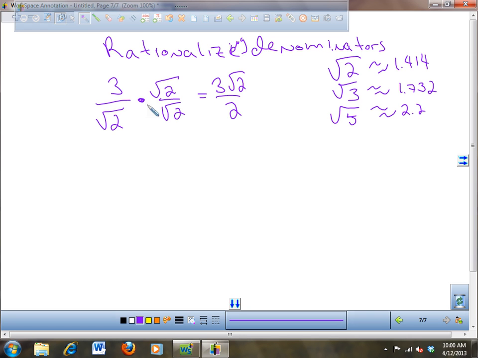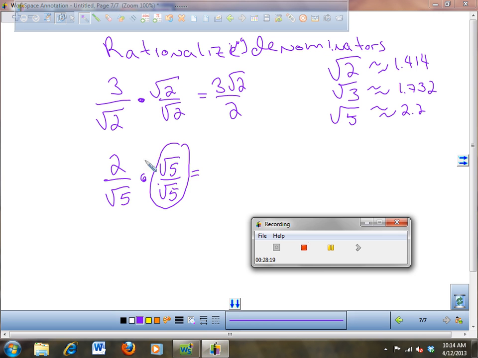So let's do another one. Let's see if you can do one. 2 over the root of 5. Rationalize the denominator. It's not hard. You try. This quantity here is 1. You can divide anything by itself, and that's 1. And so essentially I'm multiplying by 1, so it doesn't change the value of this expression. It just changes the way it looks.